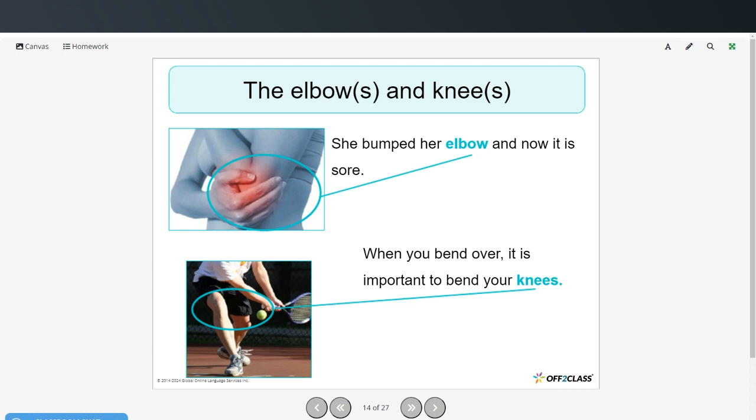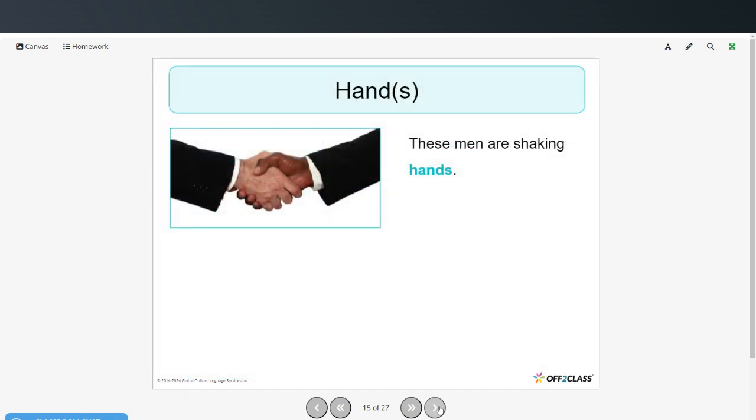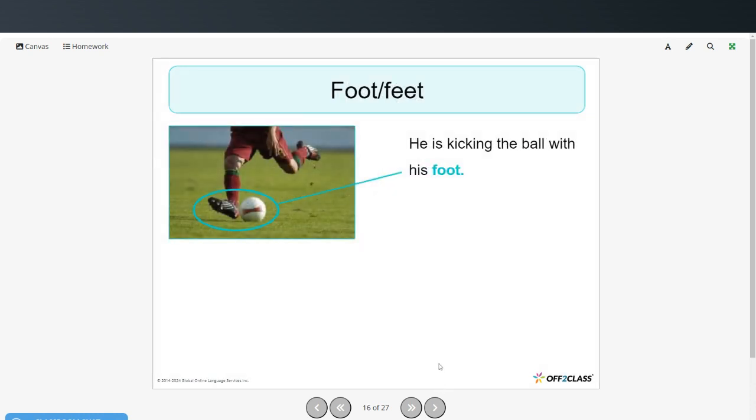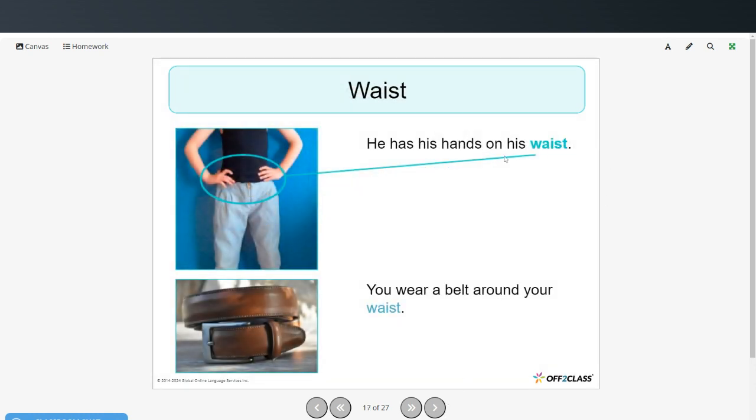And when you bend over, it's important to bend your knees. And these men are shaking hands. He is kicking the ball with his foot. And he has his hands on his waist. Also, you wear a belt around your waist.